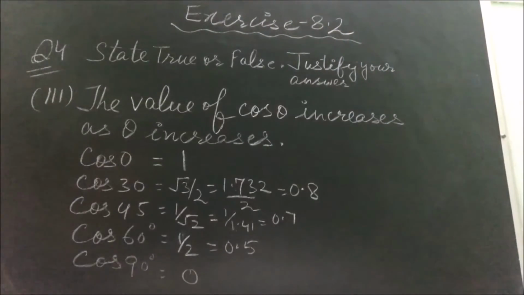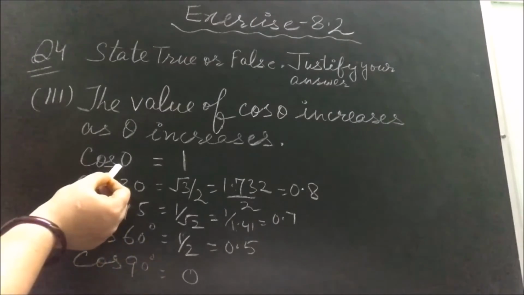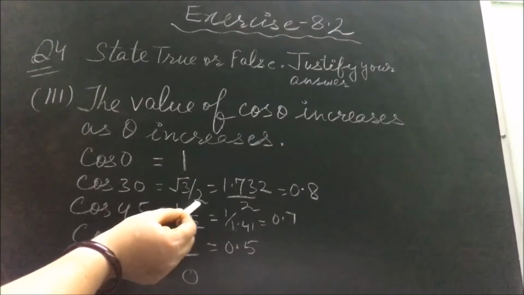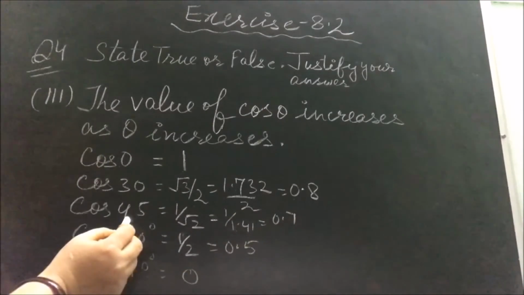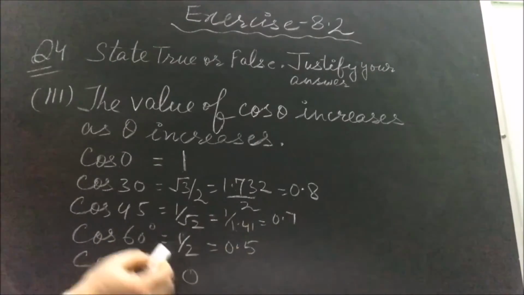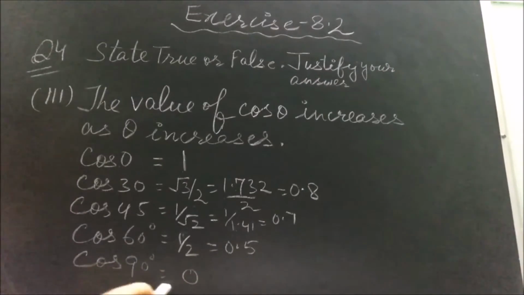Exercise 8.2, question number 4, third part. The value of cos theta increases as theta increases. Is it true or false? So first let's check the angles. We take theta 0, 30, 45, 60, 90. When it is 0, then cos 0 is 1. When it is 30, the value you know, root 3 by 2, that is finally this, and it will be 0.8 approx. Cos 45 is 1 by root 2, root 2 is 1.41, that is 0.7 approx. Cos 60 is 1 by 2, 0.5, cos 90 is 0.